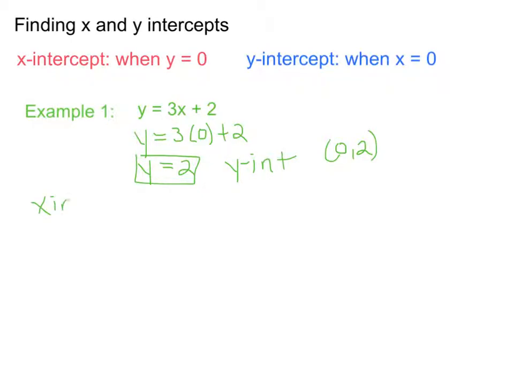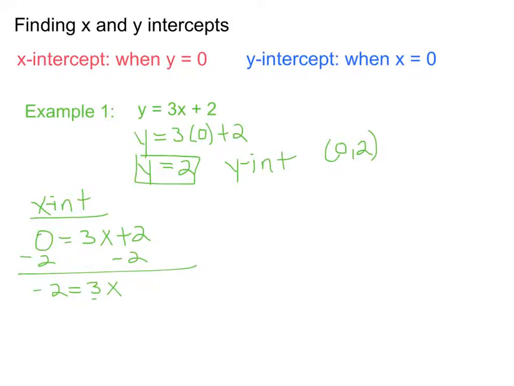Now for the x-intercept, this isn't as easy when it's written in slope-intercept form. We plug in 0 for y, so it's 0 equals 3x plus 2, and we're going to find out the x value that would make the equation equal to 0, or have an output of 0. So simple, straightforward equation. Subtract 2 and then divide by 3, so x equals negative 2/3. So this graph, y equals 3x plus 2, will cross the x-axis at negative 2/3, 0.